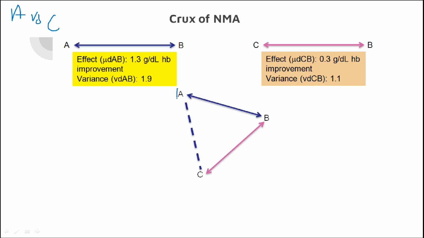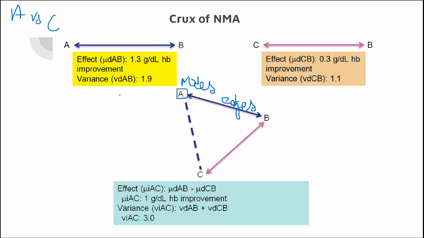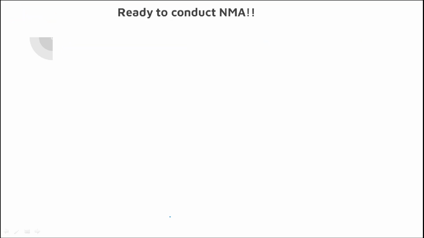In NMA, we consider each individual treatment as nodes and the effect sizes as edges. As you can see, in the study comparing A versus B, the edges are solid lines, which means that A versus B is having a direct comparison. A versus C has been compared as the difference between the effect size of the A versus B study and that of the effect size of the C versus B study. Whereas the variance is actually the sum of the individual study variances, that is 1.9 plus 1.1, which comes out to be 3.0. Well, are we ready to conduct NMA?